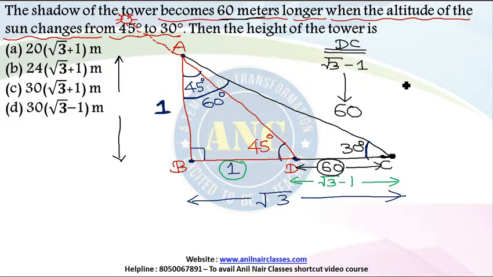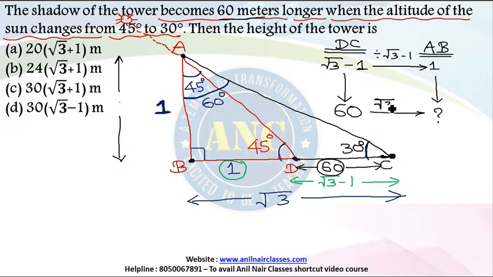Similarly, according to my assumption, AB is nothing but the height of the tower which we are finding. So AB value is, according to the assumption, 1 unit. According to the question, they are asking how many units. Root 3 minus 1 should become 1. Root 3 minus 1 divided by root 3 minus 1 is nothing but 1. 60 also divided by root 3 minus 1. So the answer for your question is 60 divided by root 3 minus 1.